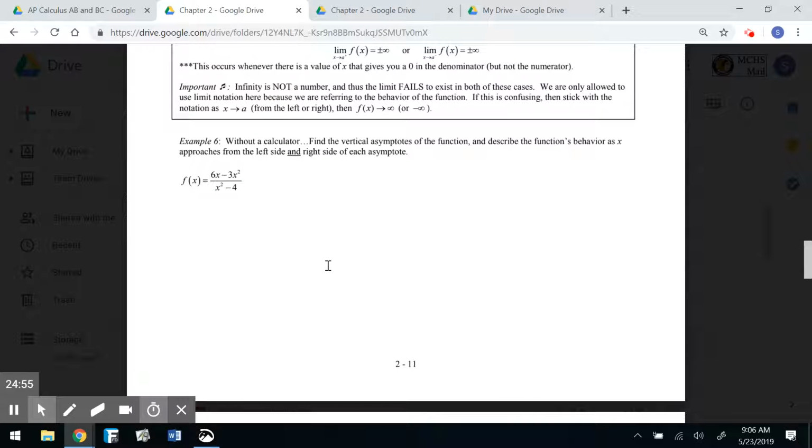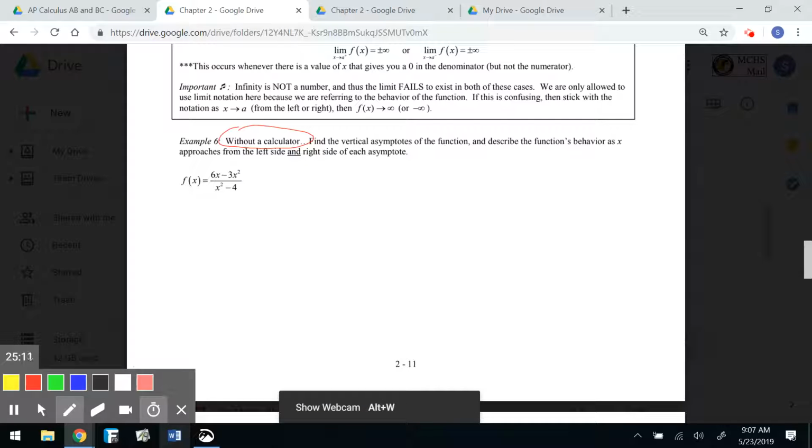Okay, last example of the day. They're asking me to look at this function f of x equals 6x minus 3x squared, all over x squared minus 4. And they're asking me to do it without a calculator. Well, that means it's a fun problem. How do I do this without a calculator?